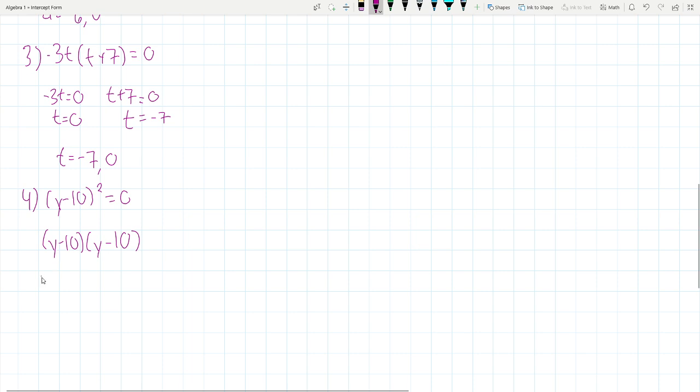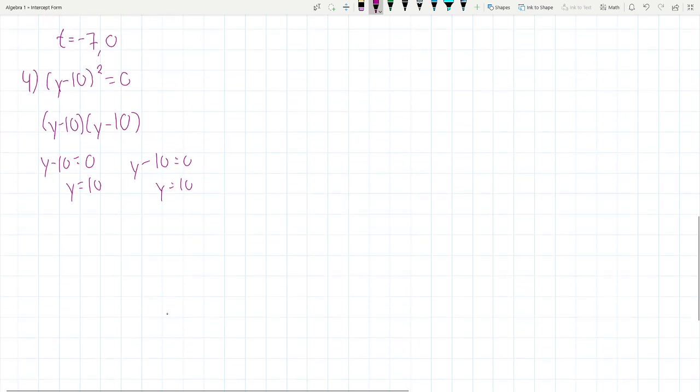If I set these both equal to 0, I get that y equals 10 and that y equals 10. And so my answer is just y equals 10. I only write it down once. All right, let's look at number 5.